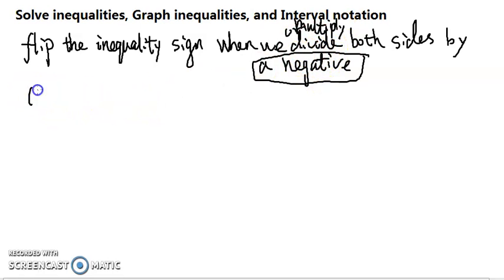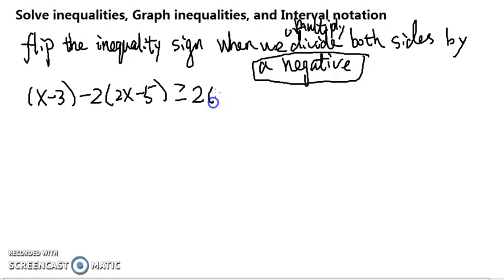So let's look at the problem. (x minus 3) minus 2 times (2x minus 5) is greater than or equal to 2 times (x plus 1). First of all, just like solving equations, we want to get rid of the parentheses. There's not a number in front of the first pair of parentheses, so we can put 1 there. We distribute 1 to both of them, distribute negative 2 to both of them, distribute 2 to both of them.